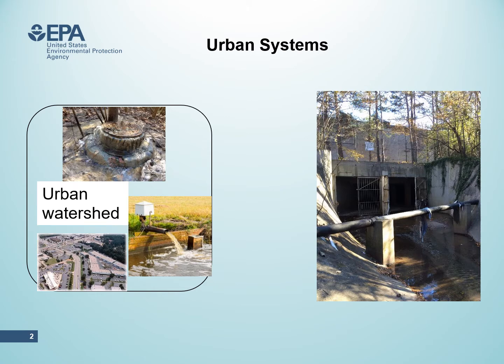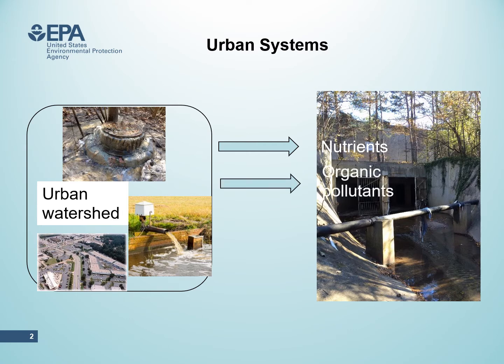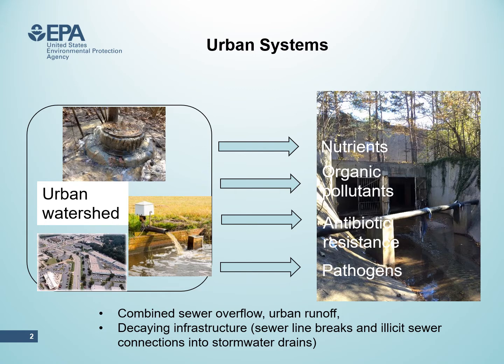Urban systems are impacted by a variety of contaminants. These include nutrients, organic pollutants, antibiotic resistance. Most recently, they have been identified both as bacteria that are resistant to antibiotics and genes that are harbored in bacteria, and pathogens. These contaminants are oftentimes contributed by the effects of combined sewer overflows, which are present in many of our urban centers across the nation, obviously impacted by the urban runoff that reaches our urban streams, and also by decaying infrastructure. Many times we have sewer line breaks, the sanitary sewer is directly leaking into the urban systems, and/or we have at times illicit sewer connections into the stormwater drains.